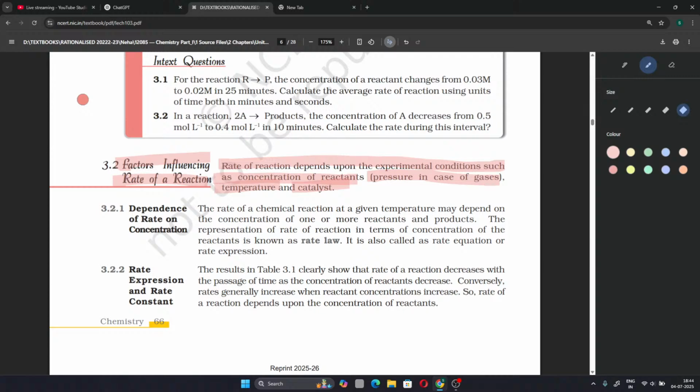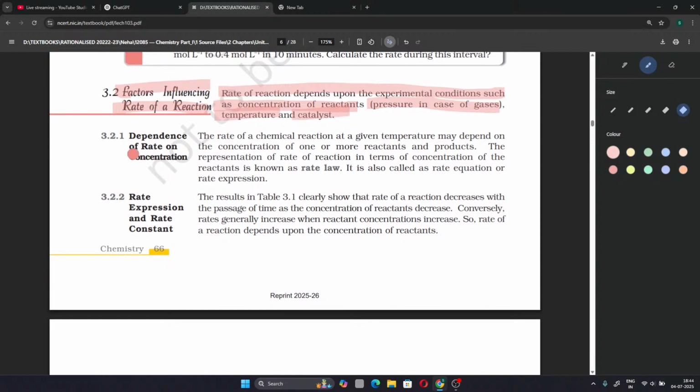Under the factors influencing rate of reaction, the first topic is 3.2.1, dependence of rate of the reaction on the concentration of reactants. The rate of a chemical reaction at a given temperature may depend on the concentration of one or more reactants and products. The representation of rate of reaction in terms of concentration of the reactants is known as the rate law. It is also called a rate equation or rate expression. Basically, when we express the rate of reaction in terms of the concentration of the reactants, that is known as rate law.